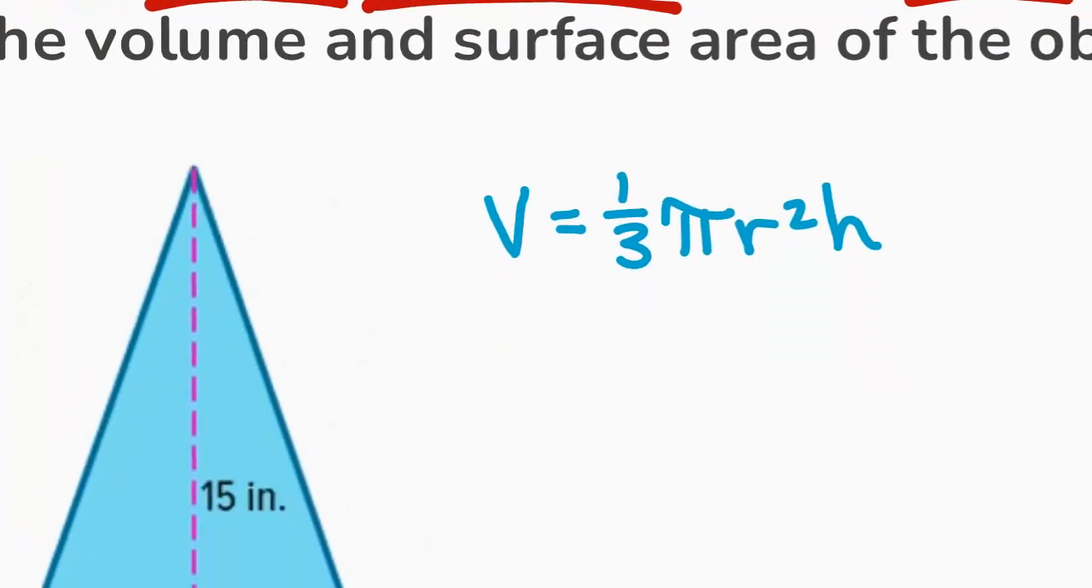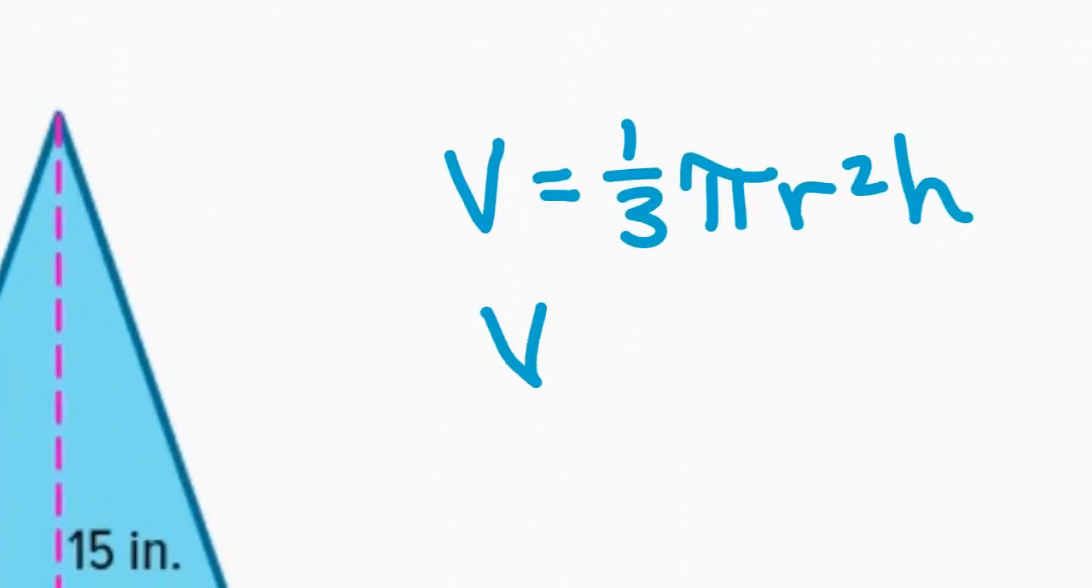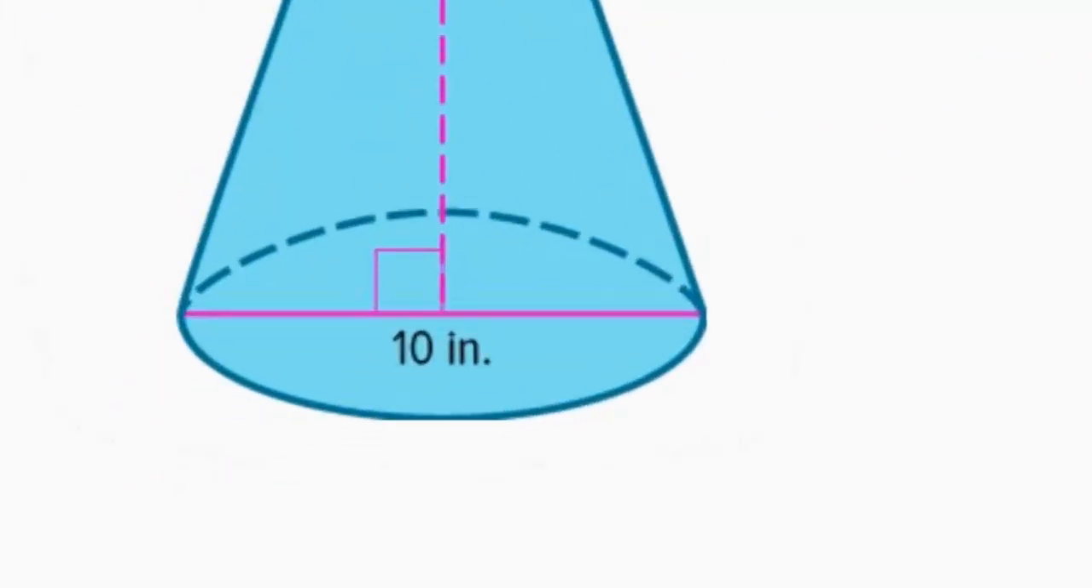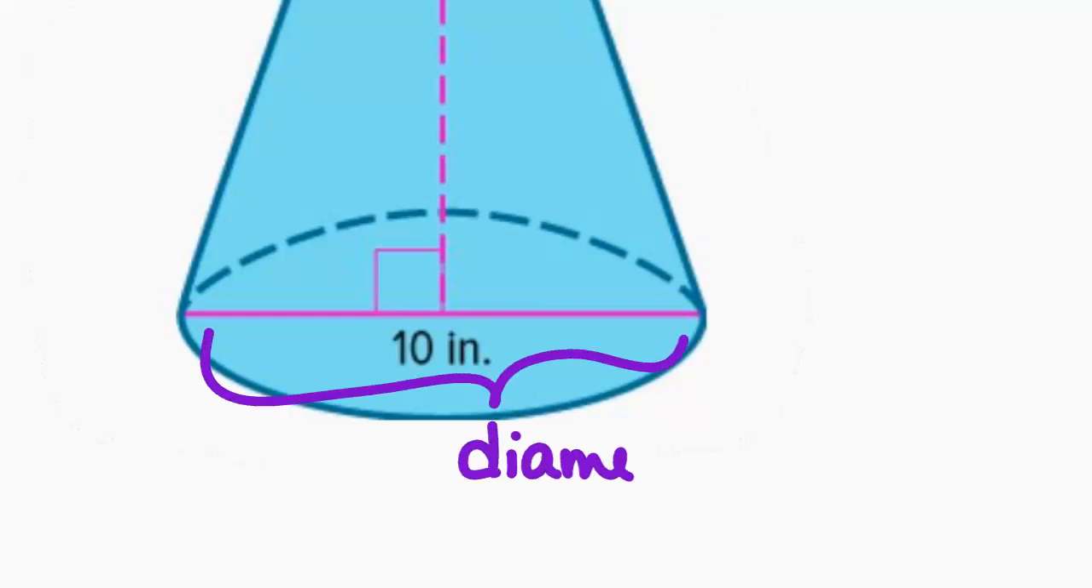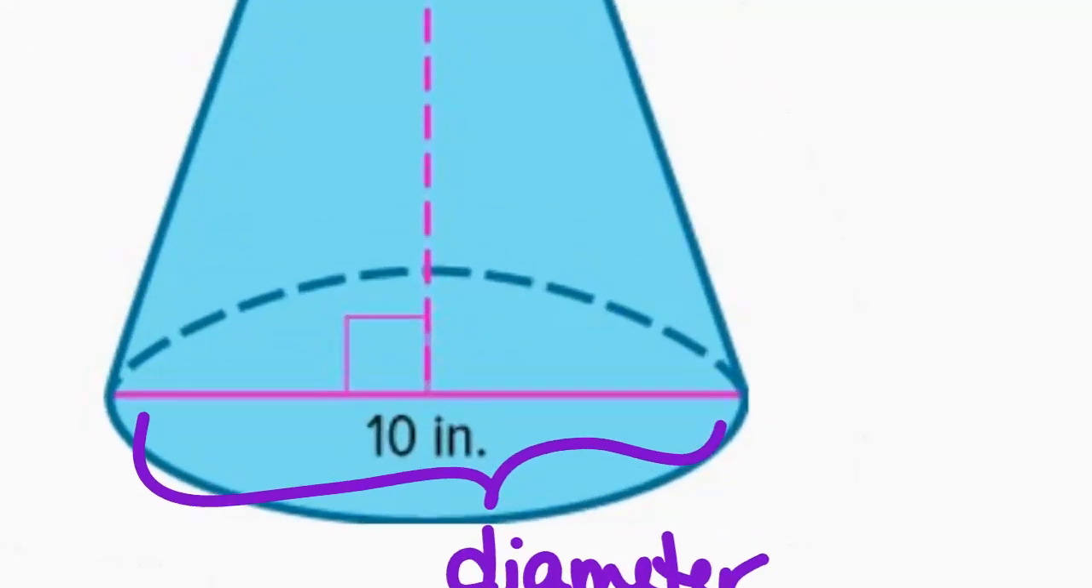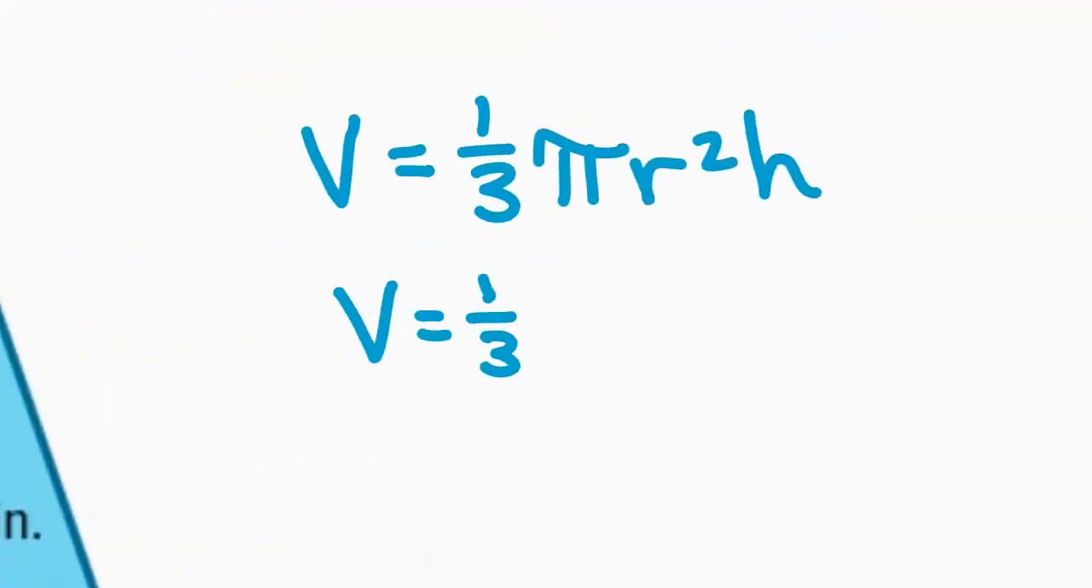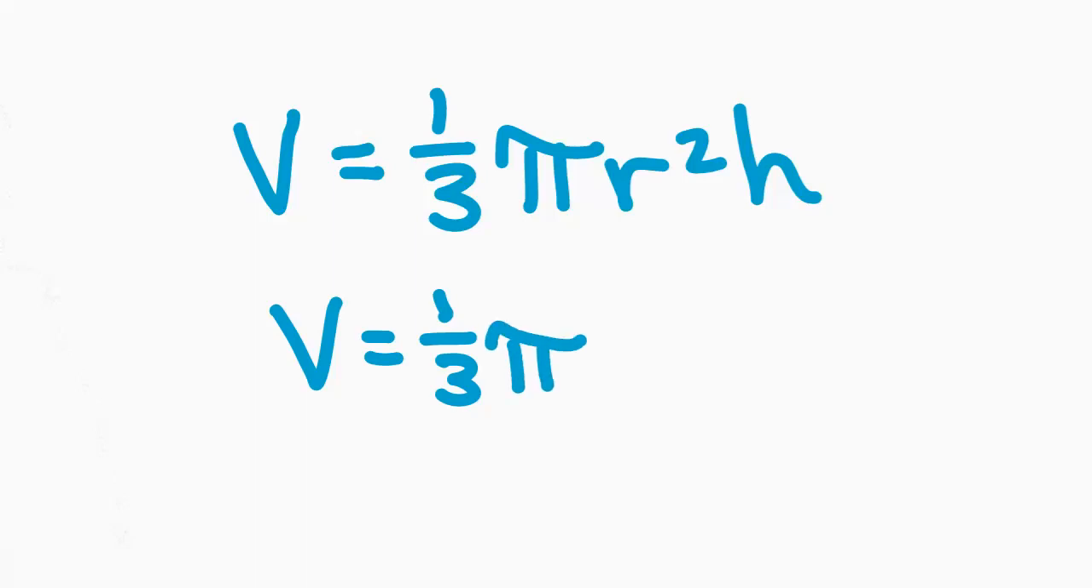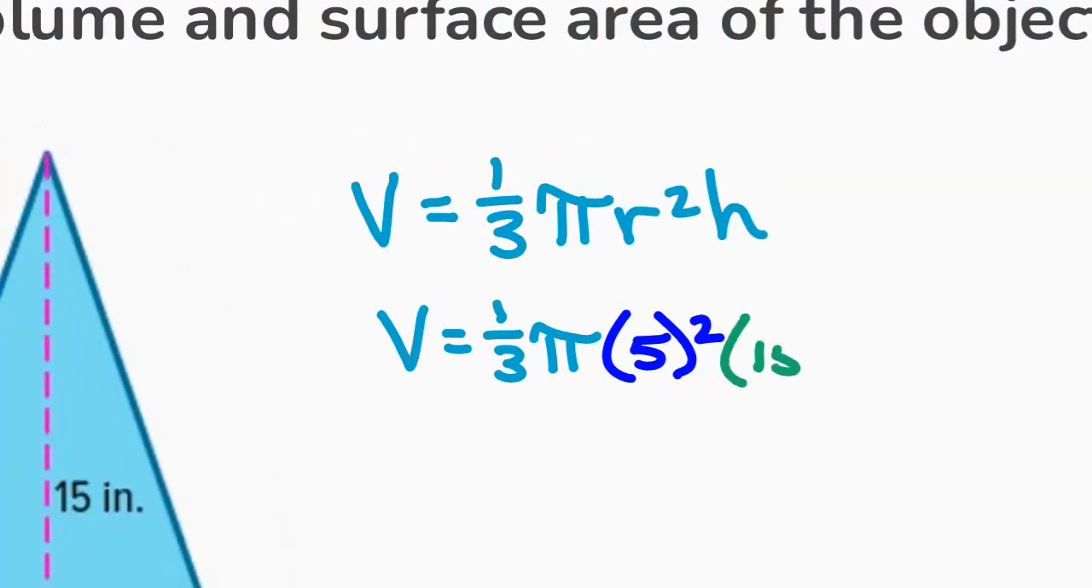So let's go ahead and substitute in. What is the radius for this cone? 5. Nice work. Down there at the bottom, they're showing the diameter is 10 inches. And so the radius, each side of this, would be half of that, 5 inches. So that's what we're going to put in for r. So 1/3 times pi times 5 squared times our height. What is our height? Height of 15.